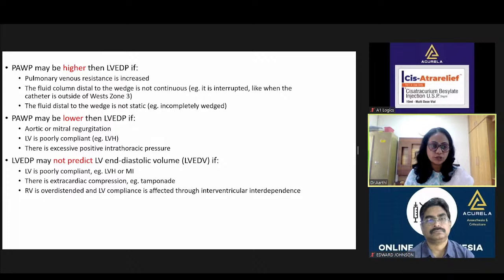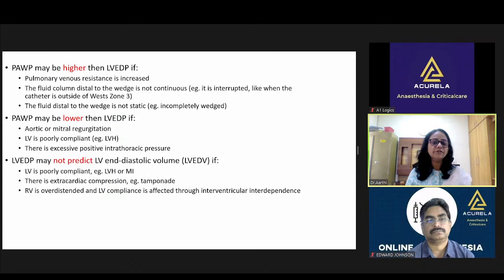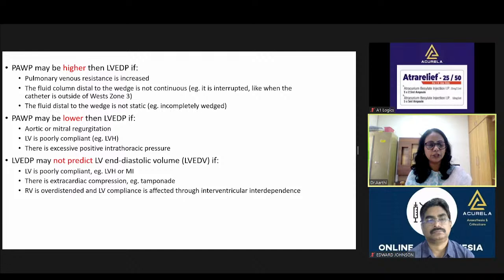And left ventricular end diastolic pressure may not predict the left ventricular end diastolic volume. So we assume that when measuring a pulmonary capillary wedge pressure, the left ventricular end diastolic pressure is a direct correlation of the left ventricular end diastolic volume, which is the cardiac output volume.